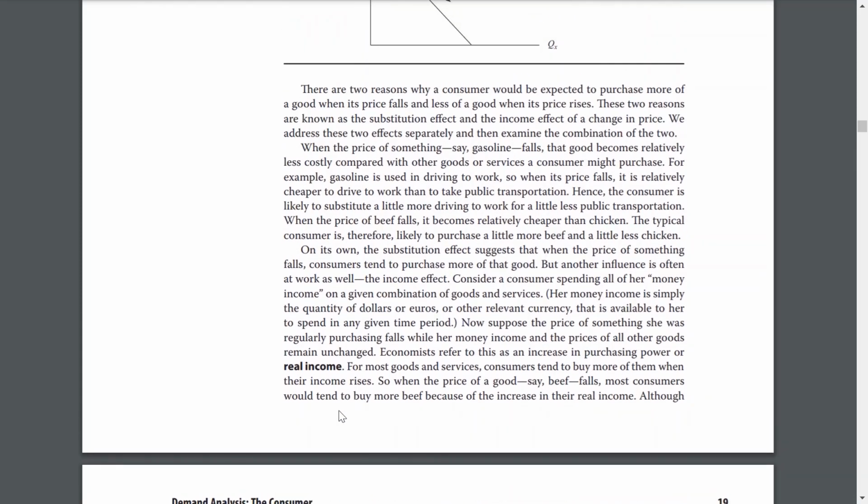There are two reasons why a consumer would be expected to purchase more of a good when its price falls and less of a good when its price rises. These two reasons are known as the substitution effect and the income effect of a change in price. We address these two effects separately and then examine the combination of the two.